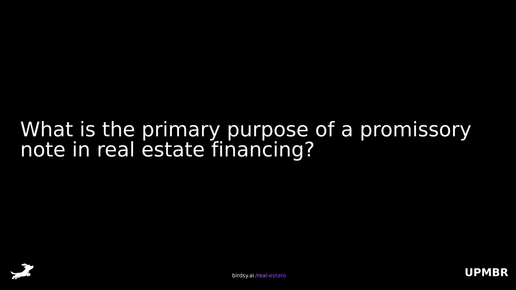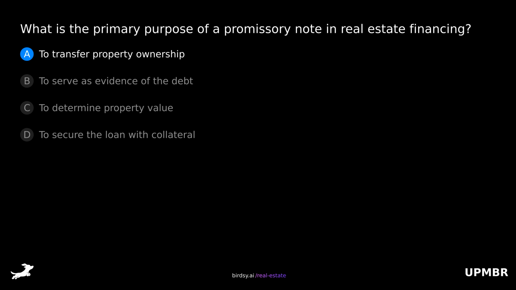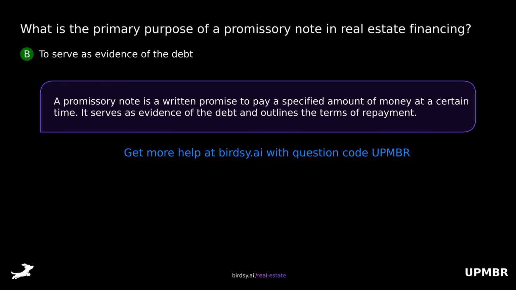What is the primary purpose of a promissory note in real estate financing? Is it A, to transfer property ownership, B, to serve as evidence of the debt, C, to determine property value, or D, to secure the loan with collateral? The answer is B, to serve as evidence of the debt. A promissory note is a written promise to pay a specified amount of money at a certain time. It serves as evidence of the debt and outlines the terms of repayment.